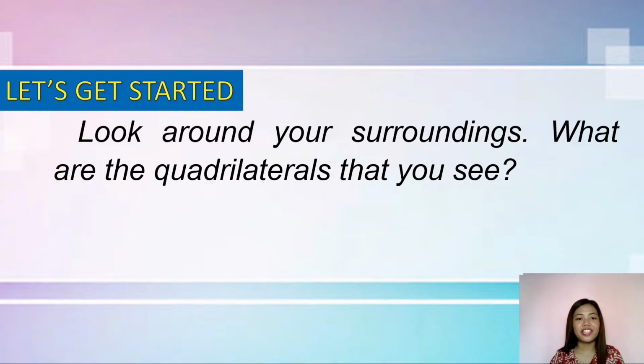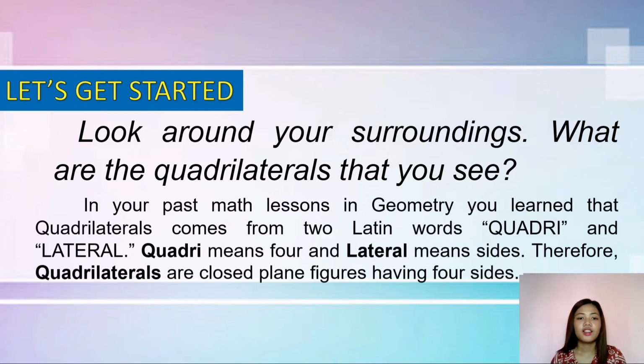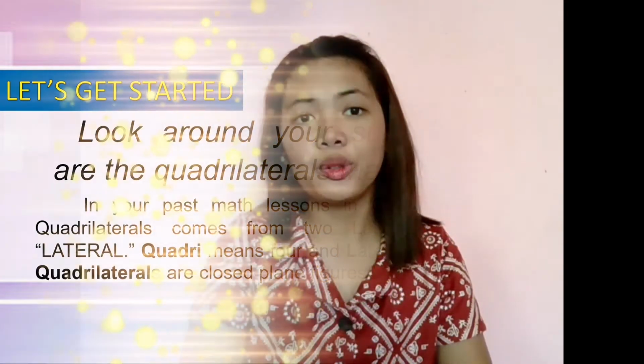Look around your surroundings. What are the quadrilaterals that you see? In your past math lessons in geometry, you learned that quadrilateral comes from two Latin words, quadri and lateral. Quadri means four, and lateral means sides. Therefore, quadrilaterals are closed plane figures having four sides. Now that you already know what quadrilaterals are, what are the quadrilateral objects that you can see in your place?